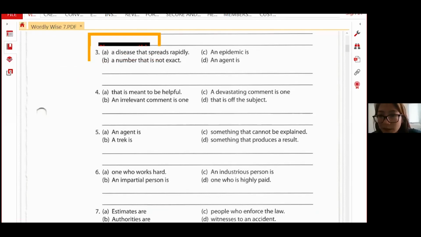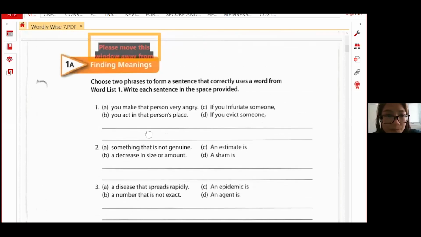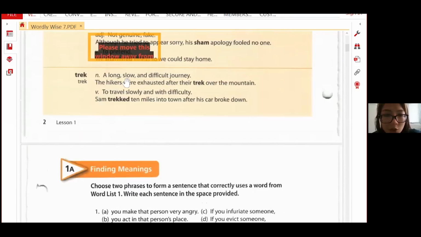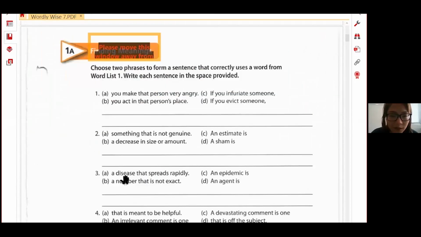Next one, number 5. Anybody want to go number 5? Lucy, you want to try number 5? What's a track? A trek. I'm going to go back up. A trek is a long, slow, and difficult journey. One of the examples is: the hikers were exhausted after the trek over the mountain. So imagine you're going over the mountain, walking like a hike. Okay, so I'm going to go back down for number 5.